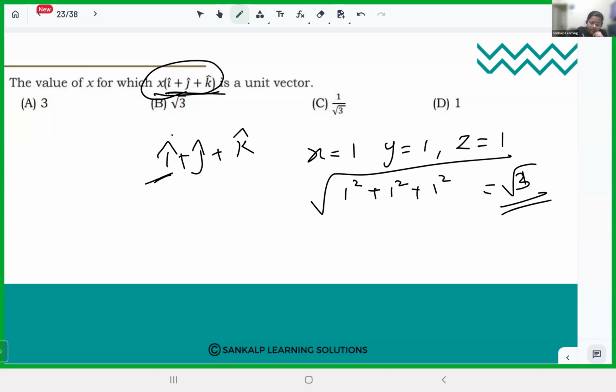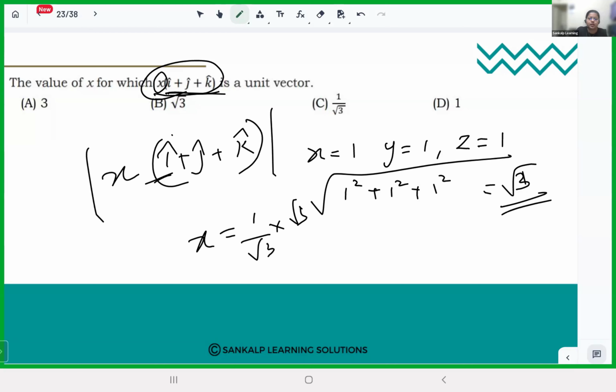So if you put x equal to 1 by root 3, what happens? 1 by root 3 into root 3. If you find out the magnitude of this vector, then it will be 1 by root 3 into root 3, right? So that is equal to 1. So the magnitude of the vector will become 1, right? So which value should we give for x? It is nothing but 1 by root 3.